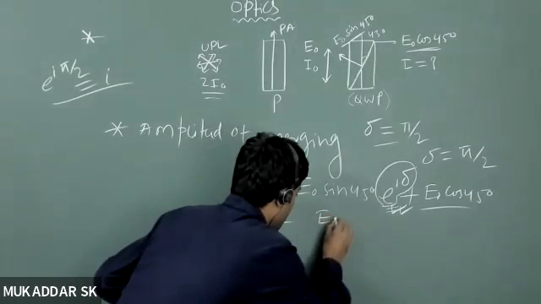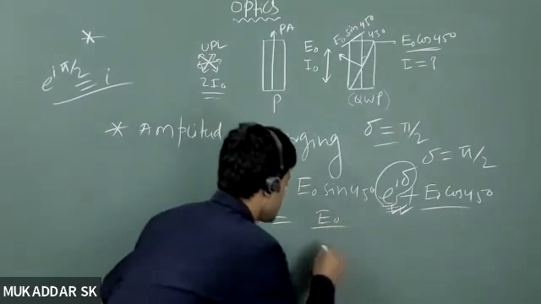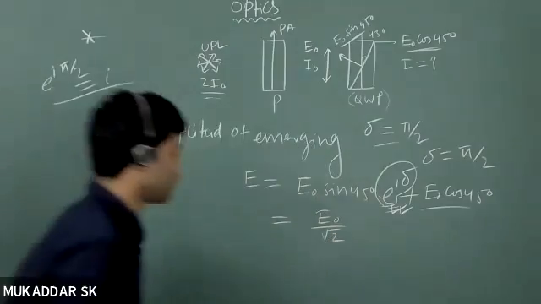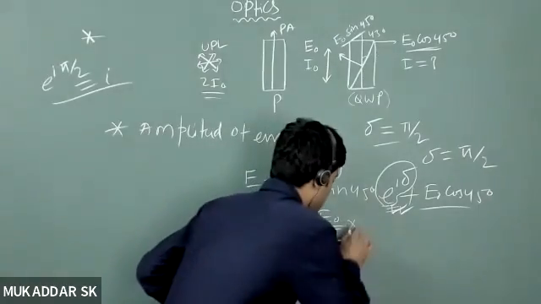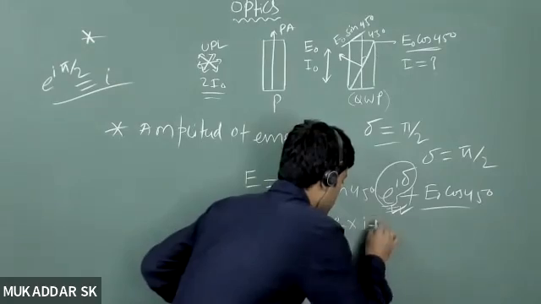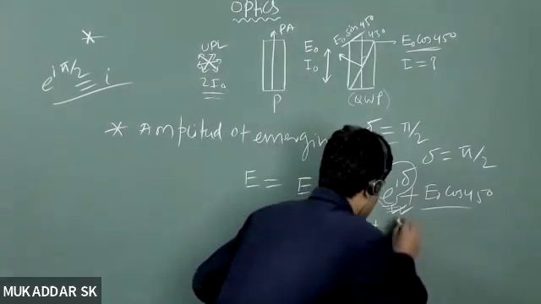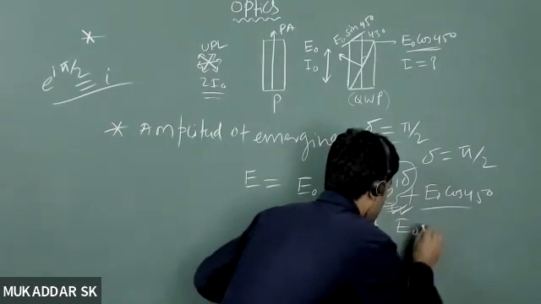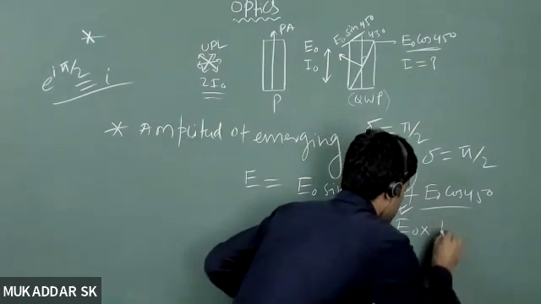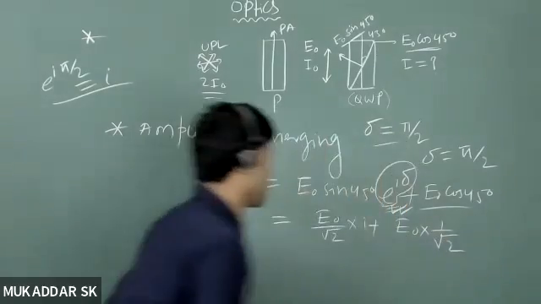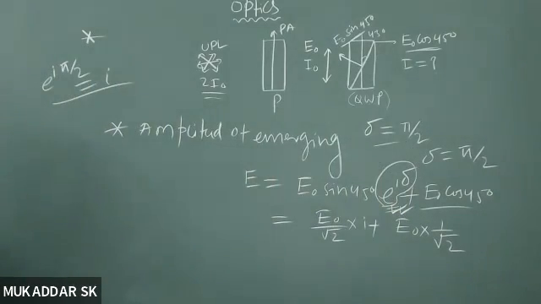So I can write E naught, sin 45 is how much? That will be 1 by √2. So E naught by √2, then you will have exponential i pi by 2, that will be i. Then you will have E naught into cosine 45 degrees, that is nothing but 1 by √2. So this is the resultant amplitude.